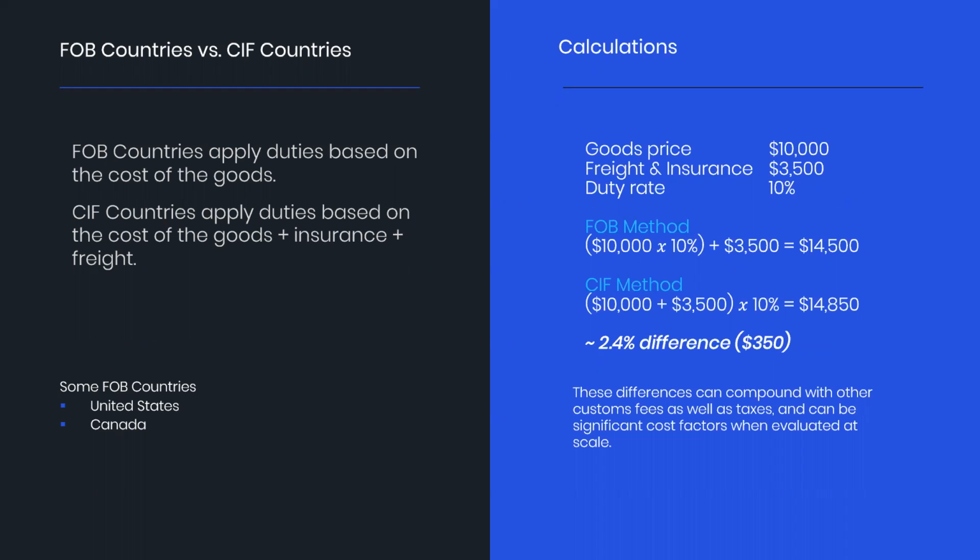You might say $350, that's not that big of a deal, but it's a 2.4% difference. And at scale, this can be a significant amount of money to a corporation that's trying to either enter a market or trying to secure raw materials for their own use. And these differences can compound with other customs fees and taxes. So that can even snowball beyond that 2.4%. That $350 may get several other different fees applied to it, which will help snowball your costs out of control.